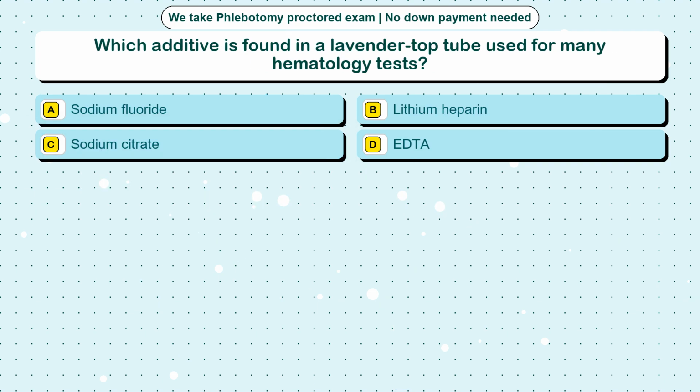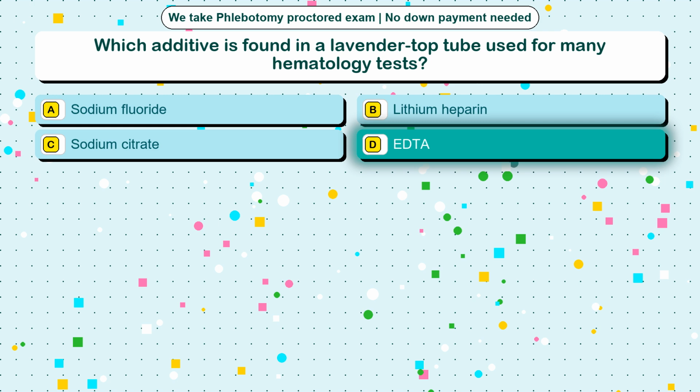Question 61. Which additive is found in a lavender top tube used for many hematology tests? Option A. Sodium fluoride. Option B. Lithium heparin. Option C. Sodium citrate. Option D. EDTA. The correct answer is option D.